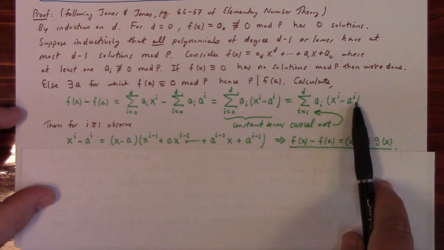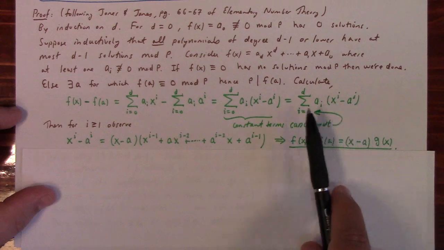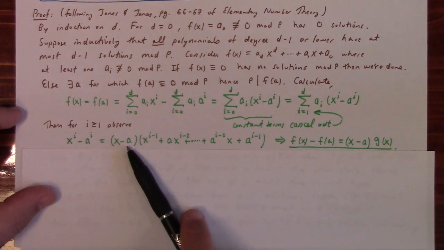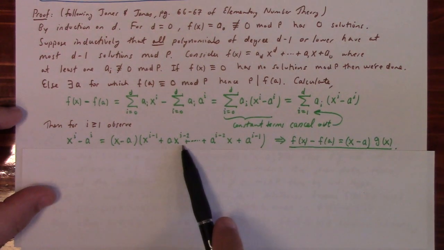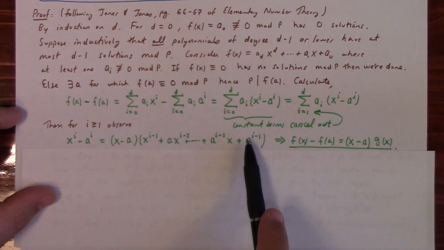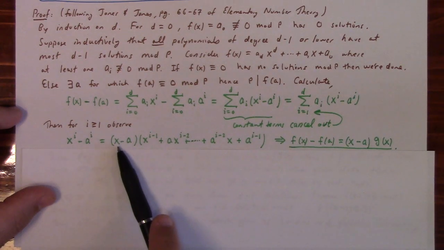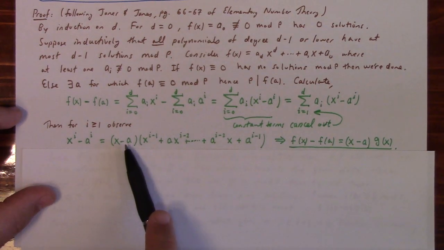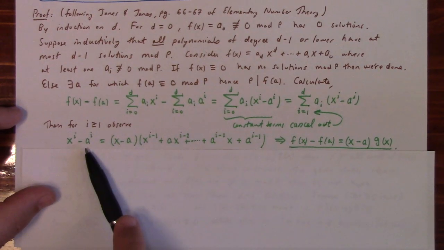But you might notice that this right here, for i greater than or equal to 1, we can factor out x minus a by this straightforward polynomial identity. You can just multiply this out to see it's true, right? This times that gives you x to the i. That times that gives you minus a to the i.